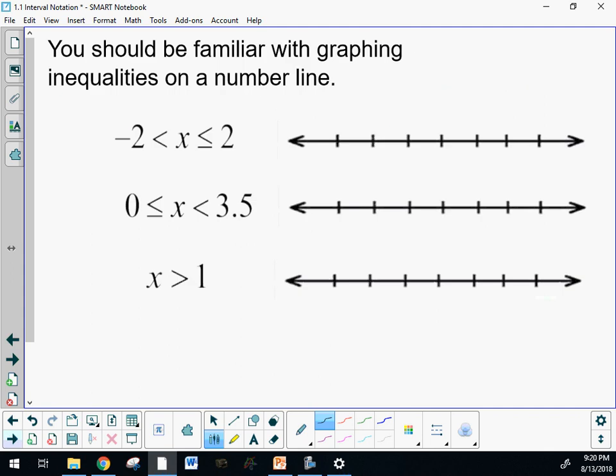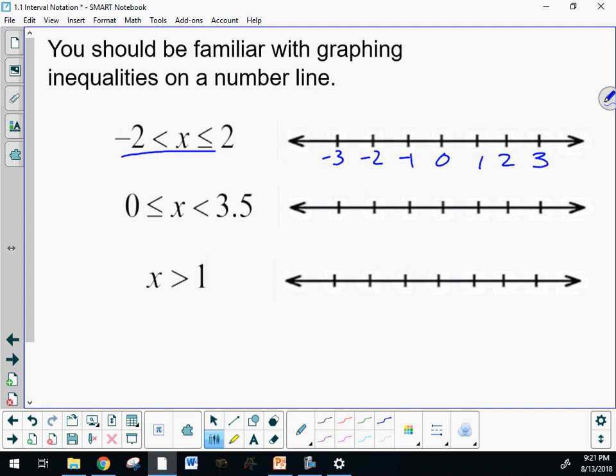So in the past, you should have graphed inequalities like this on a number line, and so this notation should look familiar to you. So I'm just going to remind you how to do that. So we have our number line over here, and it's not labeled, so it looks like this is saying that x is between -2 and +2. So let's just fill in some numbers here.